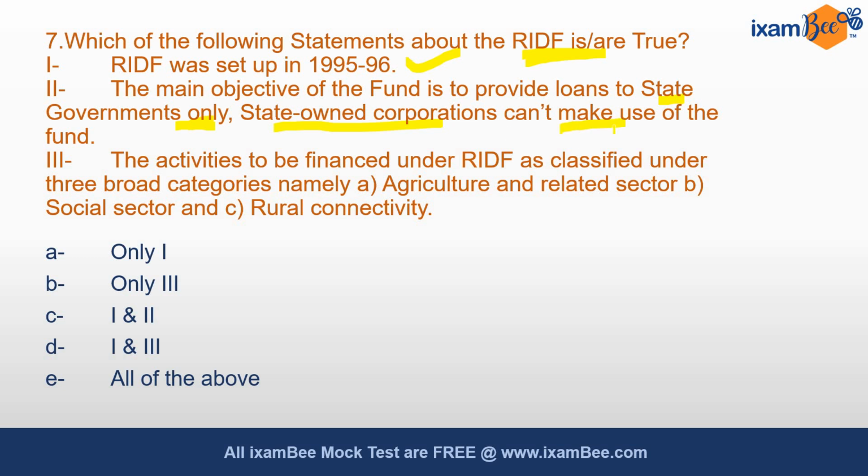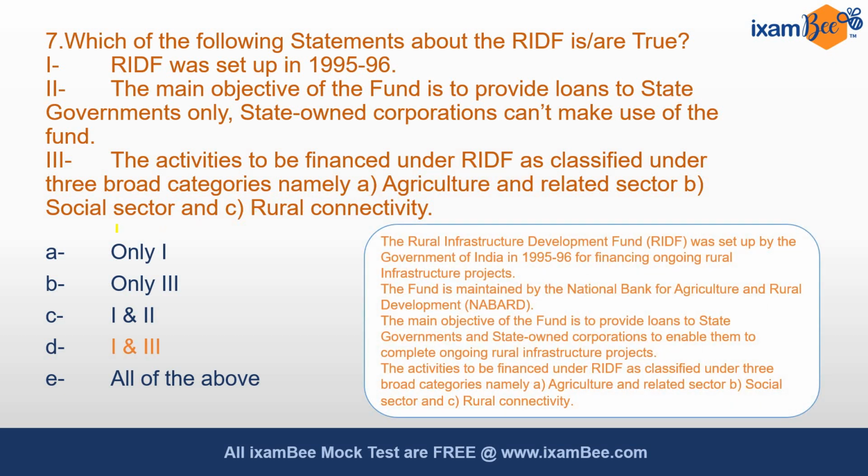State-owned corporations cannot make use of the fund. The activities to be financed under RIDF are classified under three broad categories, that are agriculture, social sector and rural connectivity. So only the first and third statements are correct, because state-owned corporations can also use this RIDF fund.